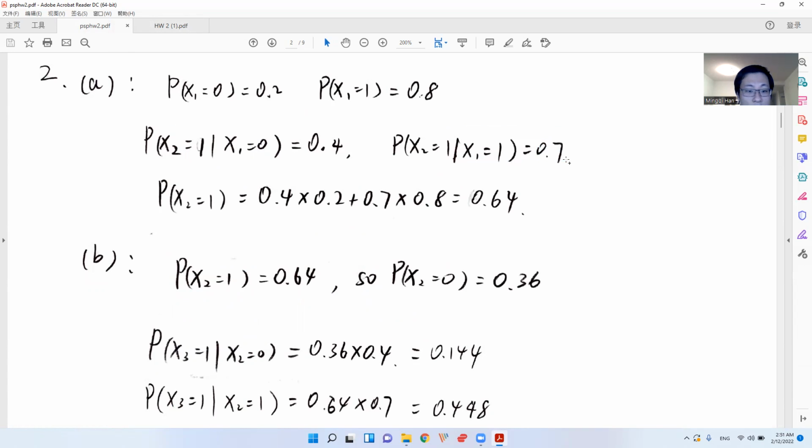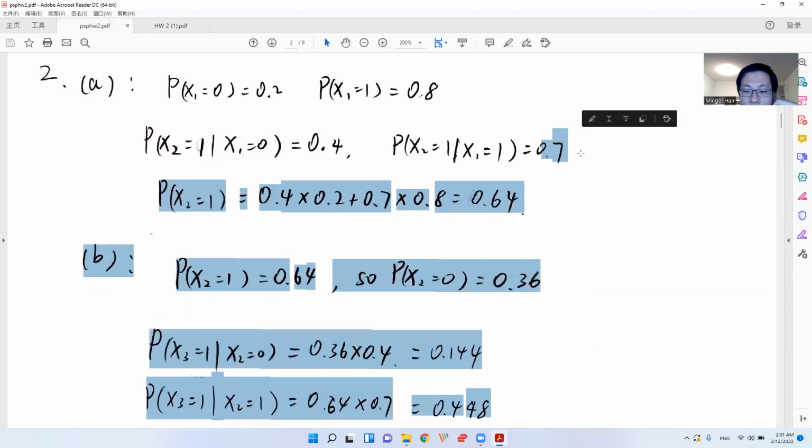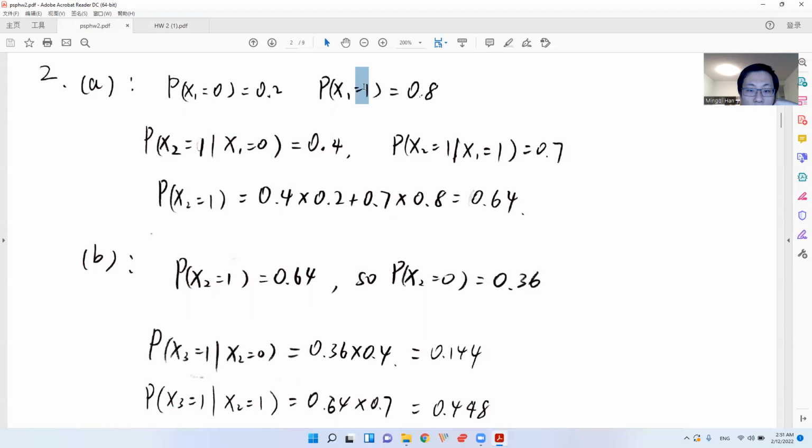So it's pretty much straightforward. It's just this probability times the initial input, the probability of x1 equal to 1, plus this probability 0.7 times the probability that the initial input is equal to 1. So here's the equation, and here's the answer.